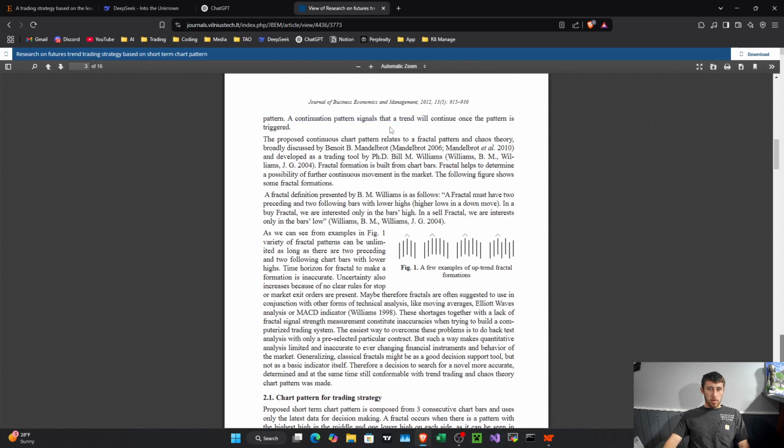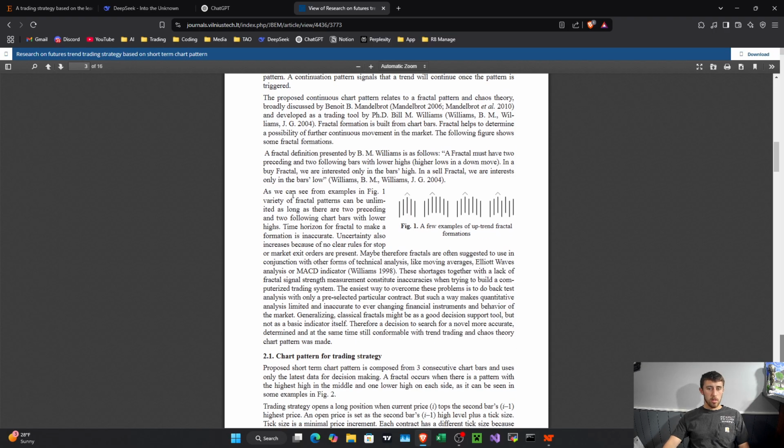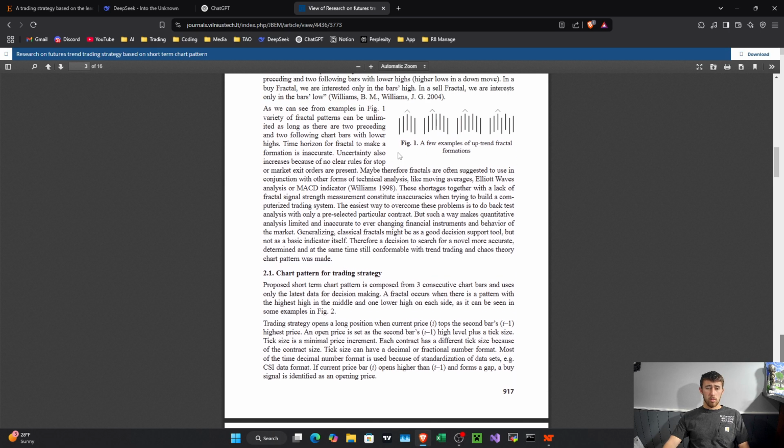So a continuation pattern is a signal that the trend will continue. The proposed chart pattern relates to fractal pattern and chaos theory. Not sure what chaos theory is, but uncertainty also increases because no clear rules for stop or market exit orders are present. Okay, so right now it's taking the fractal strategy from Williams, which I think is the same guy that makes all those famous indicators.